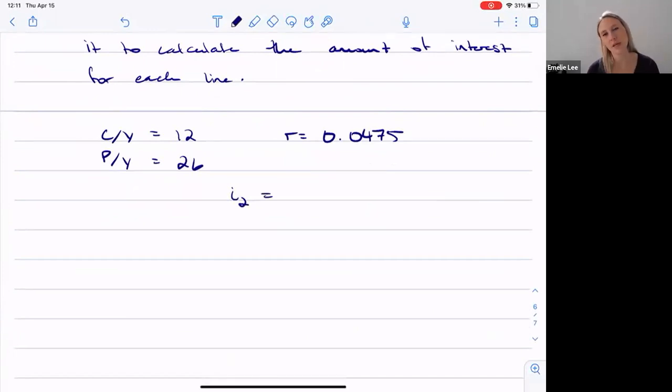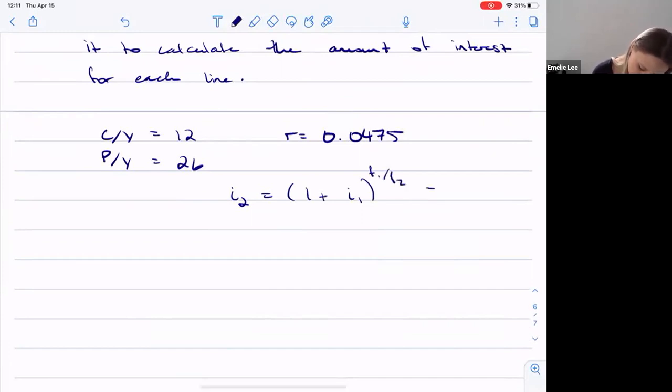So then it's probably been a while since you found I2, right? But I2 is 1 plus I1 to the power of F1 over F2, minus 1. Remember that the compoundings per year is F1, right? You're moving from compounding monthly to match the payment frequency, so that's your F2. So you're moving from F1 to F2.